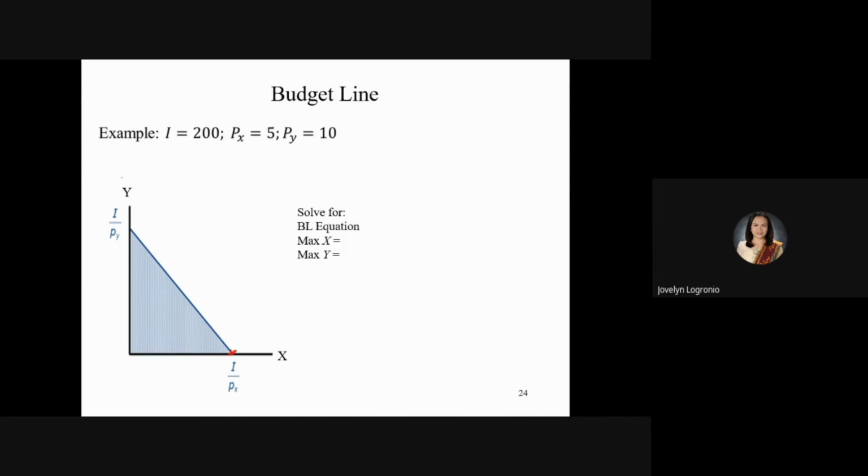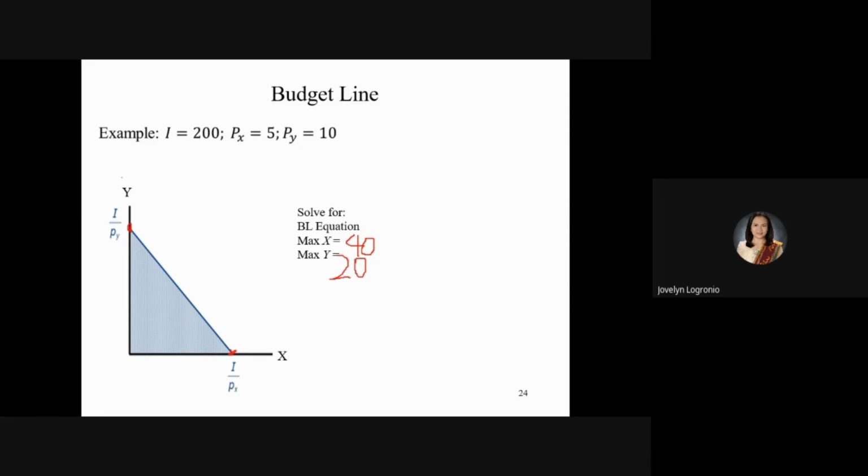Maximum X. So, 200 over price of X. 200 over 5, how much? 40. Maximum Y naman is 200 over 10. How much? 20. Maximum Y is 20. Okay, so itong dalawa dito, yun yung extreme points of the budget line.